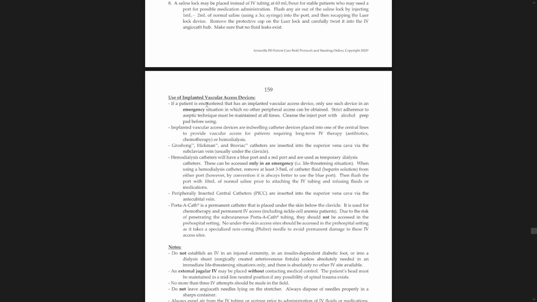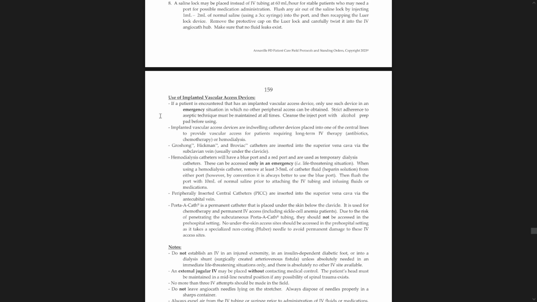For the use of implanted vascular access devices: if a patient is encountered that has an implanted vascular access device, only use such device in an emergency situation in which there is no peripheral line that can be accessed. Strict adherence to aseptic technique must be maintained at all times.